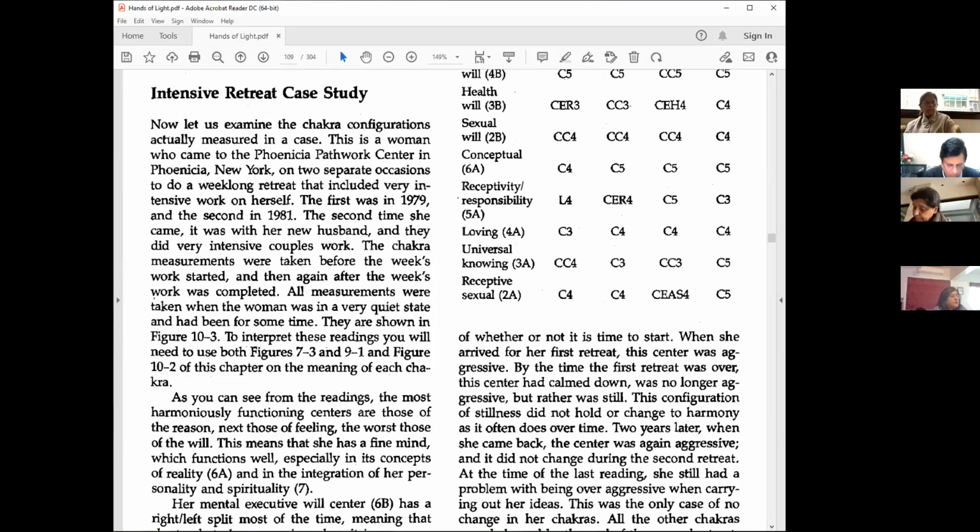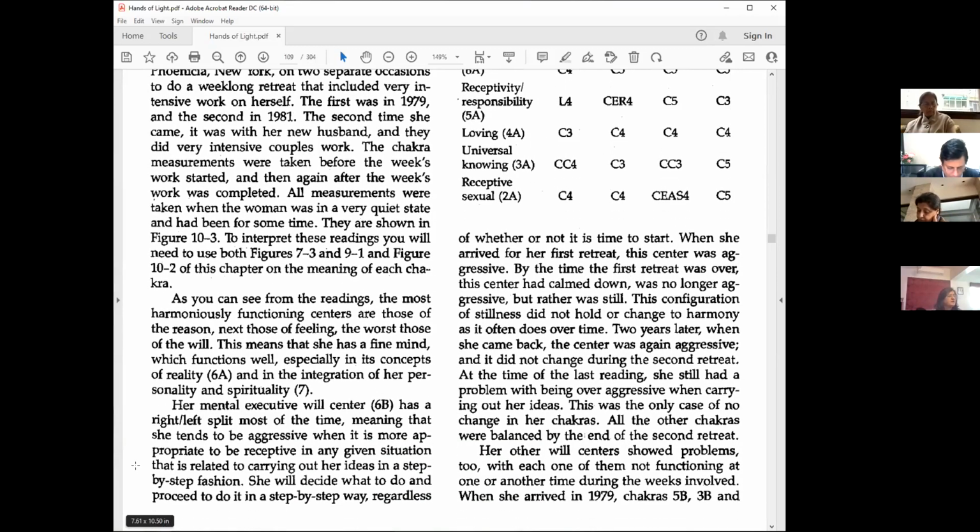To interpret these readings, you will need to use both figures 7.3 and 9.1 and figure 10.2 of this chapter on the meaning of each chakra. As you can see from the readings, the most harmoniously functioning centers are those of the reason. Next, those of feeling. The worst, those of the will. This means that she has a fine mind which functions well, especially in its concepts of reality 6a and in the integration of her personality and spirituality 7. Her mental executive will center 6b has a right-left split most of the time, meaning she tends to be aggressive when it is more appropriate to be receptive in any given situation that is related to carrying out her ideas in a step-by-step fashion. She will decide what to do and proceed to do it in a step-by-step way, regardless of whether or not it is time to start.